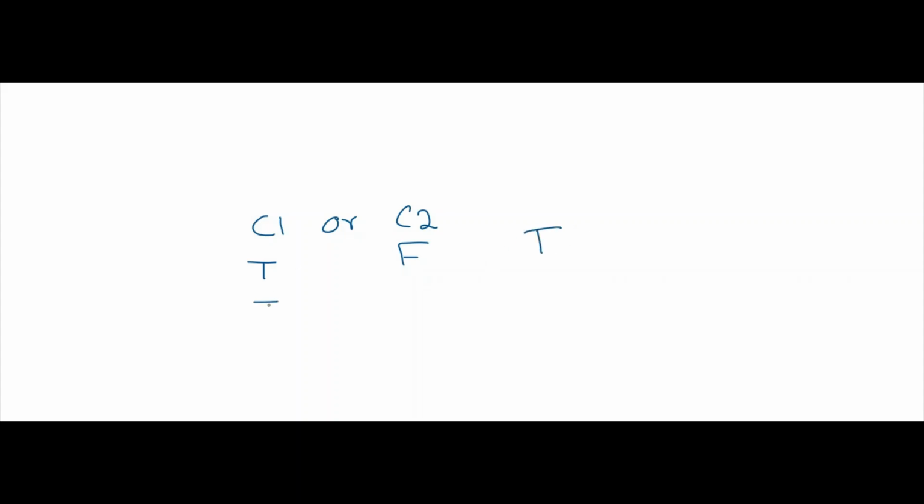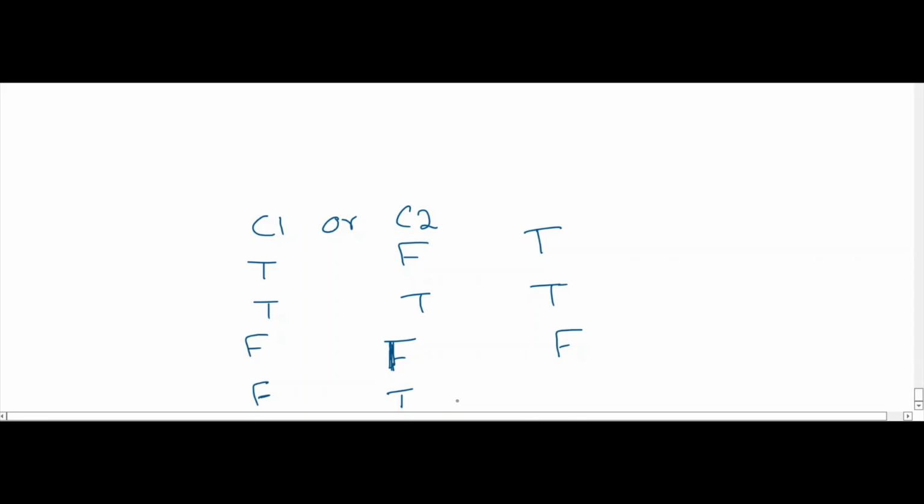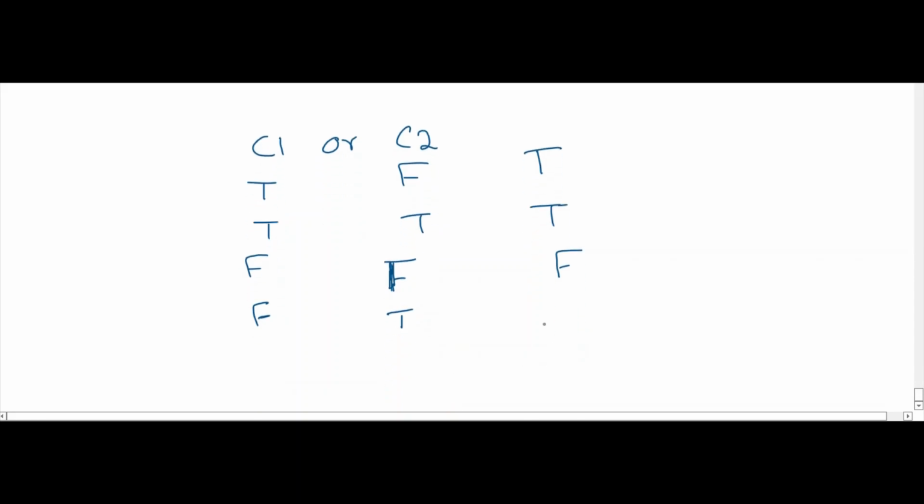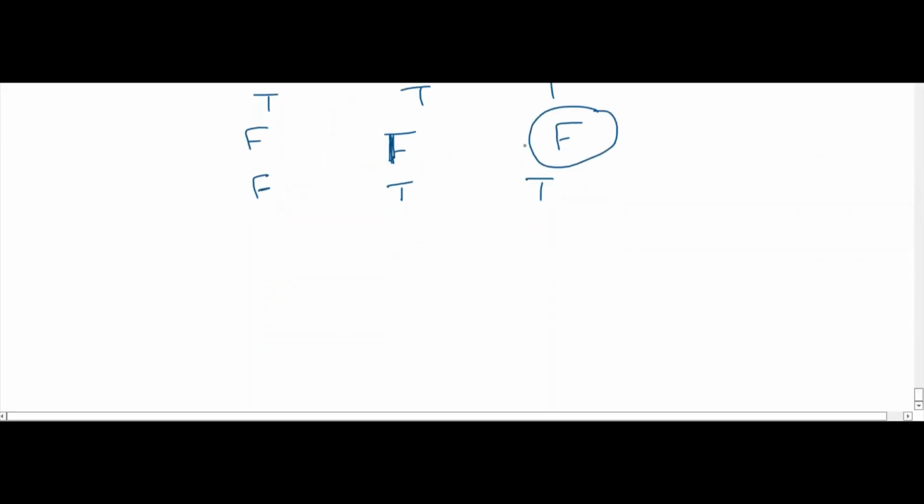If this is true and this is true, our overall answer is going to be true. If this is false and this is false, our overall answer is going to be false. If this is false and this is true, this one is false, so don't confuse it with a T, sorry. If this is false and this is true, then our overall answer is going to be true. So what we see is that the only time it can be false is when both of them are false. So you can think about that.